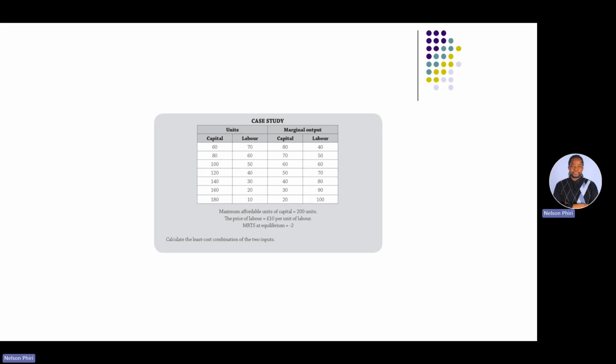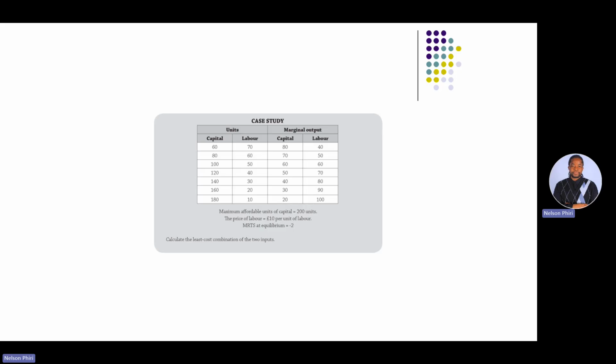Then from then on, you want to see what our budget is. We want to use the price of capital to compute our budget because we are told the maximum units of capital are 200, and we just calculated that the price of capital is £5 per unit based on the MRTS. When we said the price of labor over the price of capital is equal to 2, we solved that and found that the price of capital is 5. So 5 times 200 gives us a budget of 1,000. That is our budget, £1,000. So this will come in handy when we want to test our combinations, which ones are working.